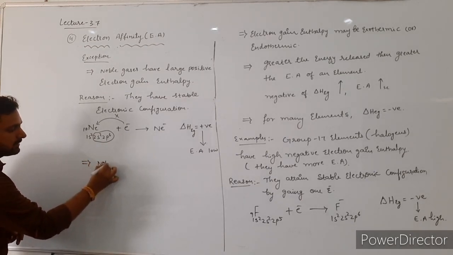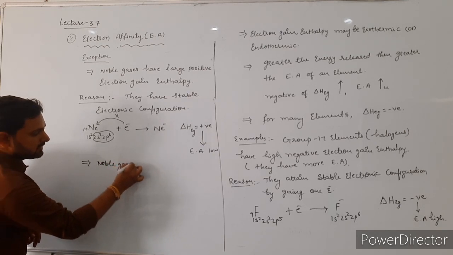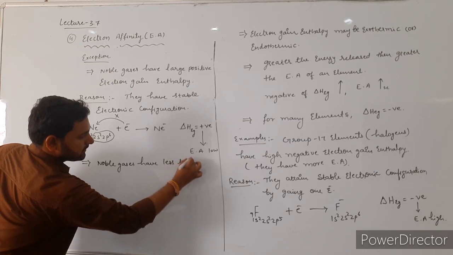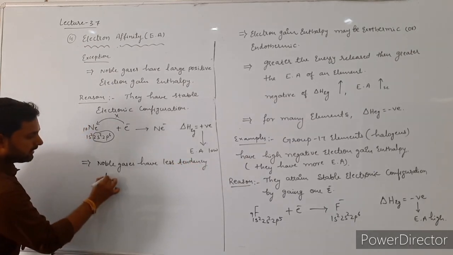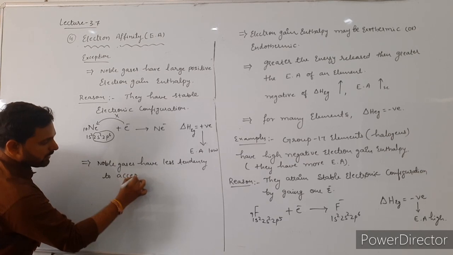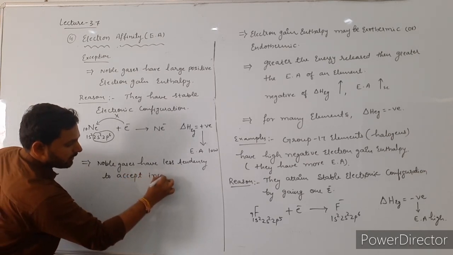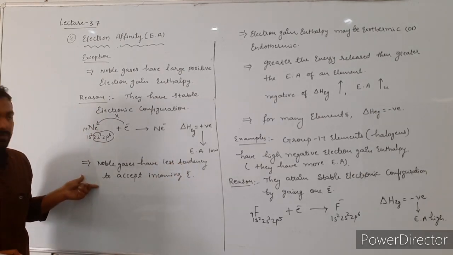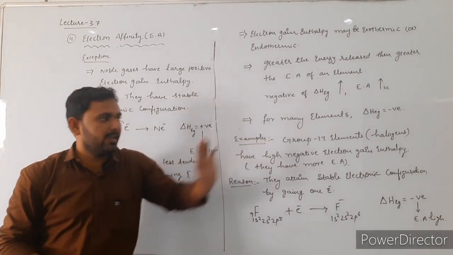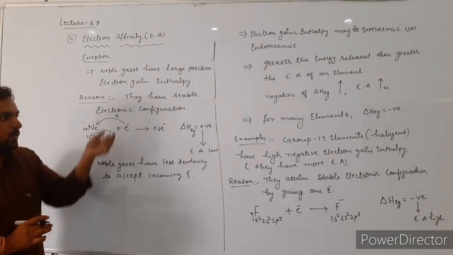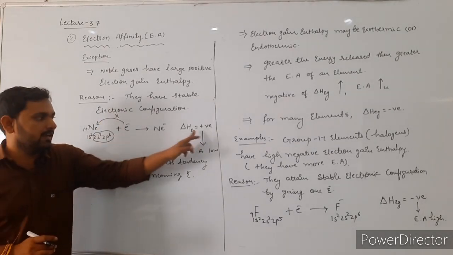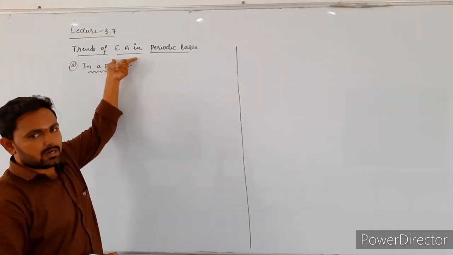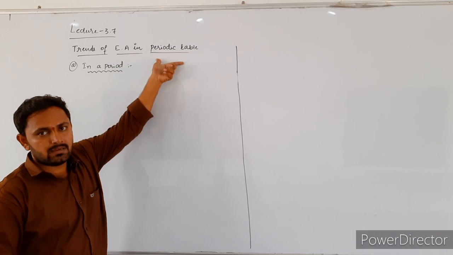Noble gases have less tendency to accept an incoming electron, okay. This is the exception case: for many elements the delta H value is negative, but only for noble gases the delta H value is positive. Next concept is trends of electron affinity in the periodic table.